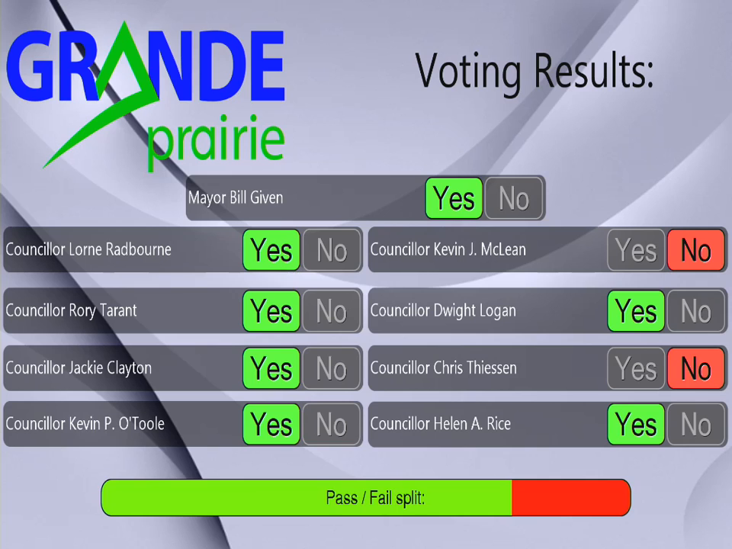We had no items of unfinished business. We did have two reports, though, this evening, and the first is the strategic priorities chart from October to December 2014, and we'll look to our city manager for an introduction. Thank you, Mayor Given. The strategic priorities chart from City Council deals with a number of areas. Look at council priorities, advocacy priorities, and corporate strategies.